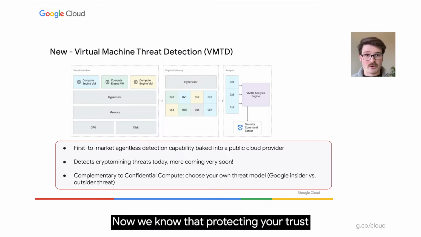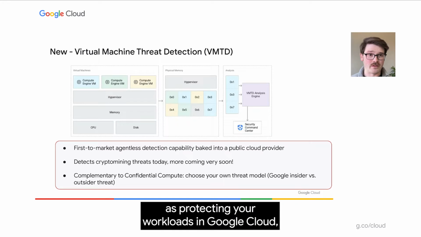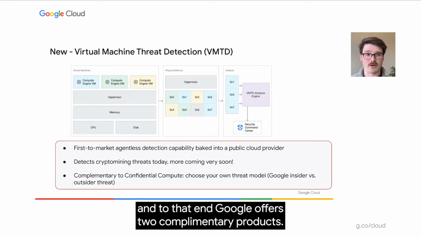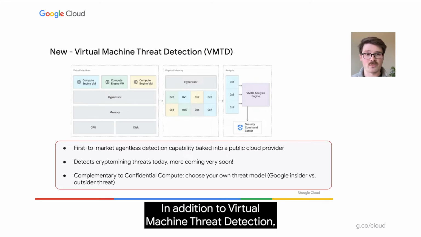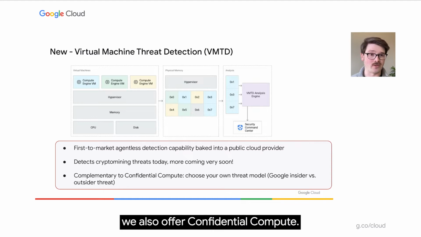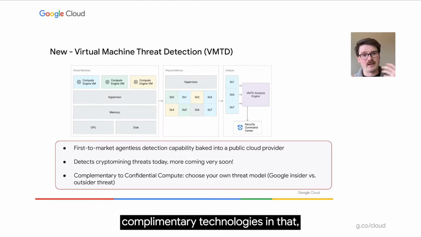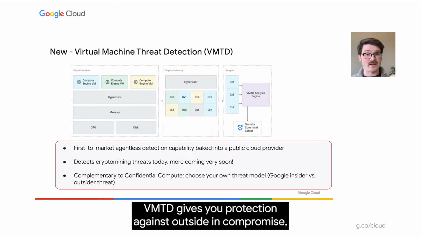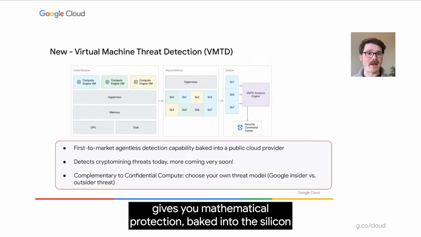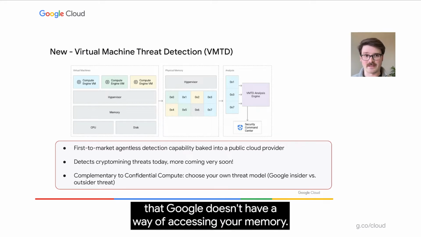Now, we know that protecting your trust in Google Cloud is just as important as protecting your workloads in Google Cloud. And to that end, Google offers two complementary products. In addition to virtual machine threat detection, we also offer confidential compute. Confidential compute and VMTD are kind of complementary technologies in that VMTD gives you protection against outside-in compromise, and confidential compute gives you mathematical protection baked into the silicon that Google doesn't have a way of accessing your memory.